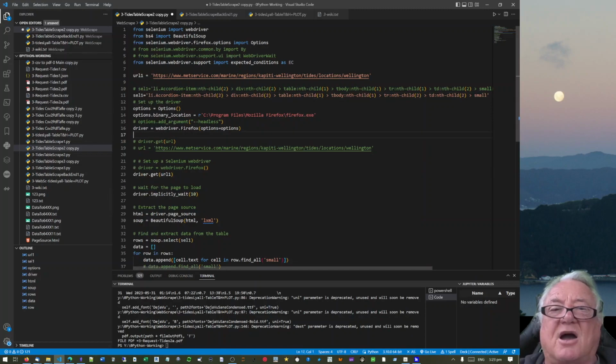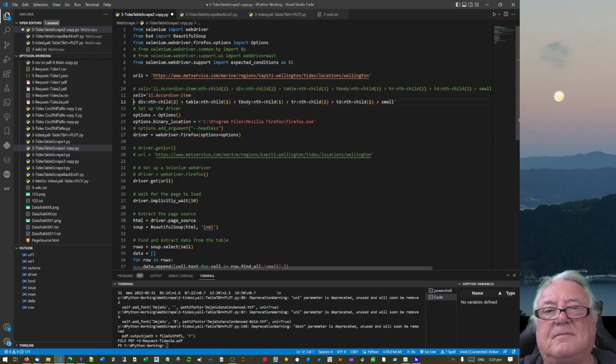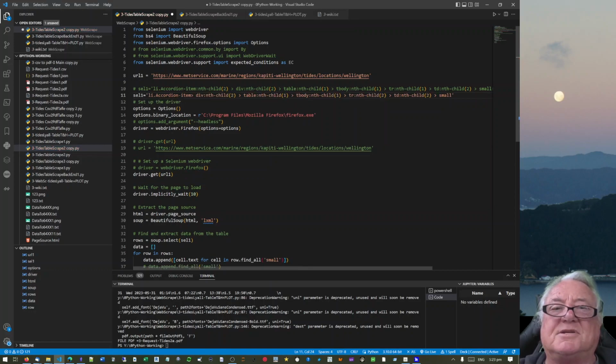So what it says is go through all of these things there, loop through everything, and I'm going to leave that as accordion item, and we'll see what happens here.